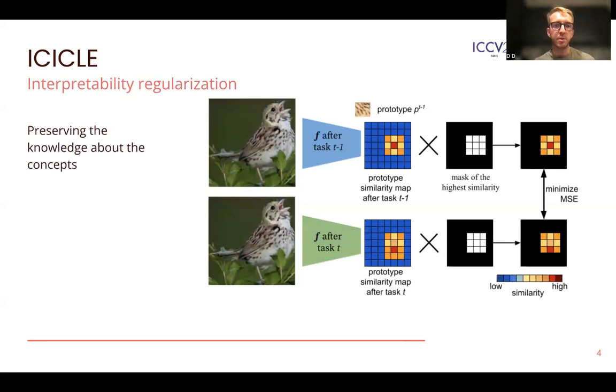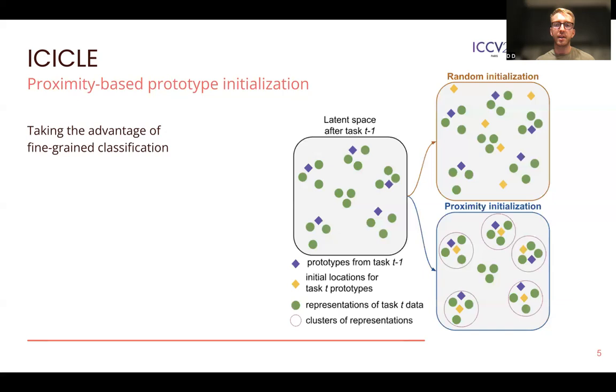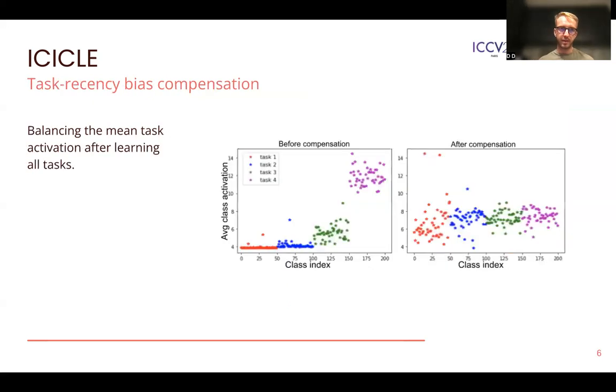Our first contribution is the interpretability regularization loss function, where we want to preserve as much information as possible about the activation of a given prototype when we are learning a new task. The second one is the proximity-based prototype initialization. As the model already knows what a bird's head and a bird's tail are, we can initialize new prototypical parts around already existing ones, so we can place them properly in the latent space.